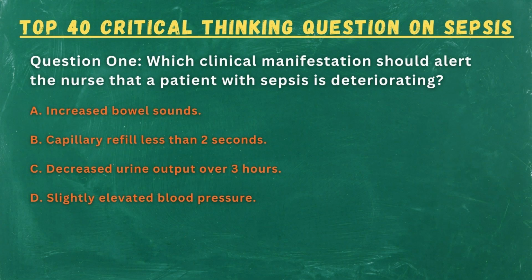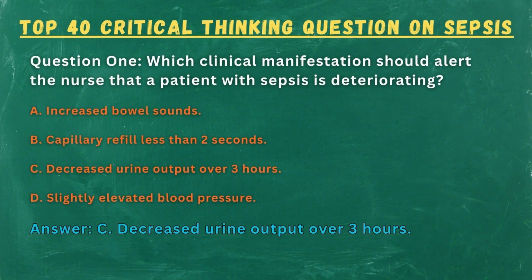Question 1. Which clinical manifestation should alert the nurse that a patient with sepsis is deteriorating? A. Increased bowel sounds. B. Capillary refill less than 2 seconds. C. Decreased urine output over 3 hours. D. Slightly elevated blood pressure. Answer. C. Decreased urine output over 3 hours.